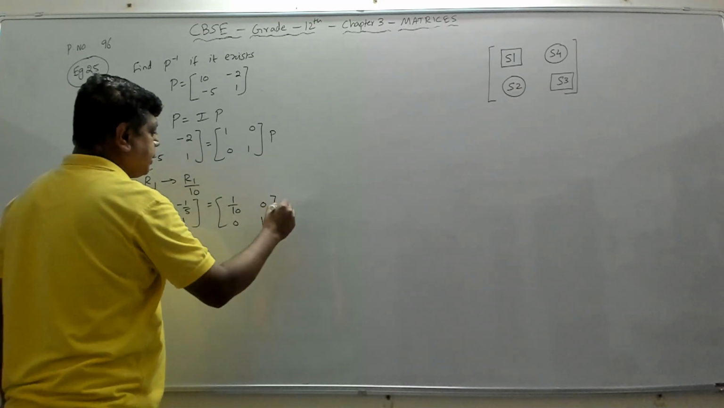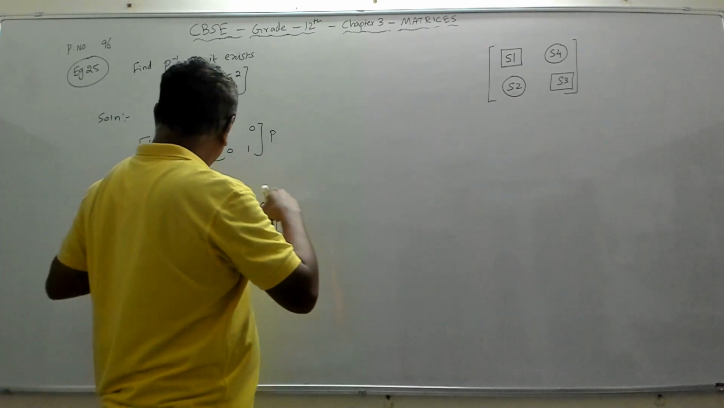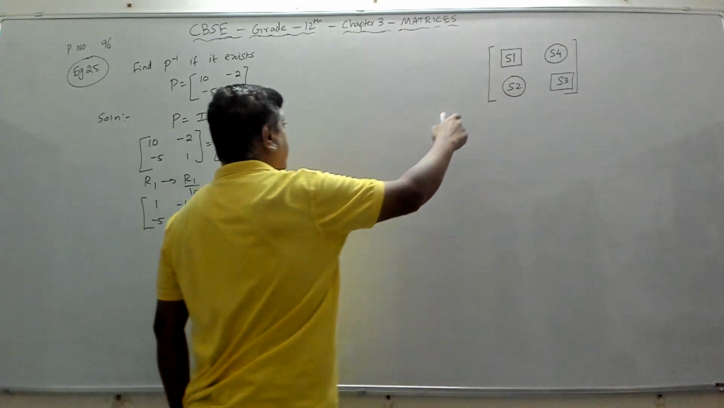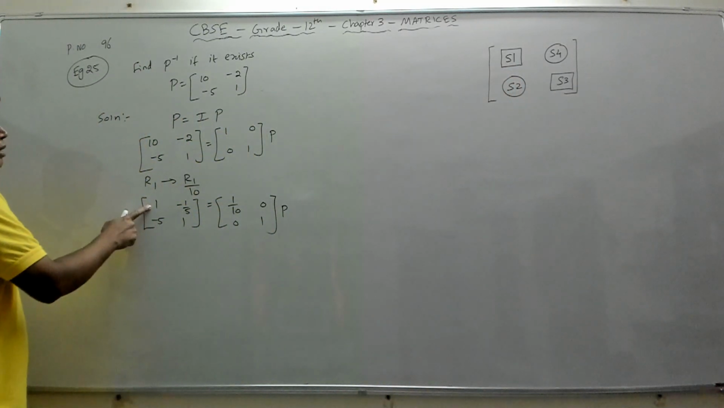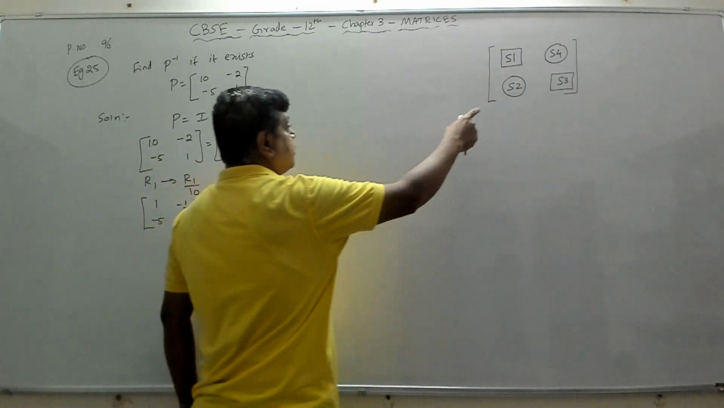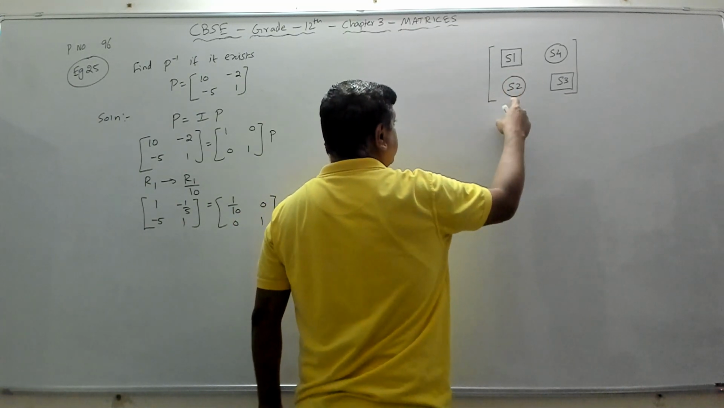So, and this is P. What we have done here is make this element 1. This one should be 1. That is step 1. The second step, this is S2, is to make this element 0.